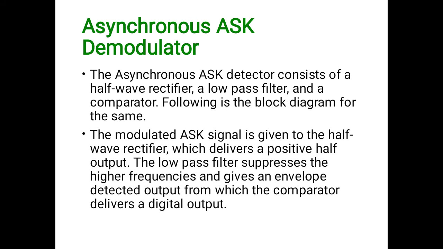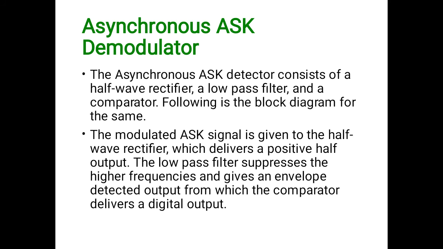Asynchronous demodulator. An asynchronous ASK detector consists of a half-wave rectifier, a low-pass filter, and a comparator. Following is the block diagram for the same. The modulated ASK signal is given to the half-wave rectifier, which rectifies only half of the wave, either positive halves or negative halves, and delivers a positive half output. The low pass filter suppresses the high frequencies and gives an envelope detected output, from which the comparator delivers a digital output.